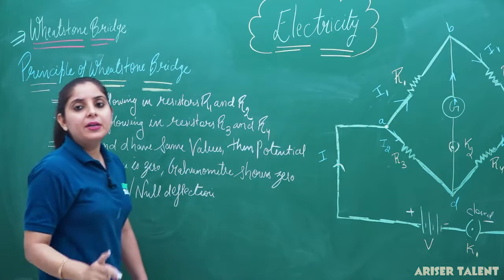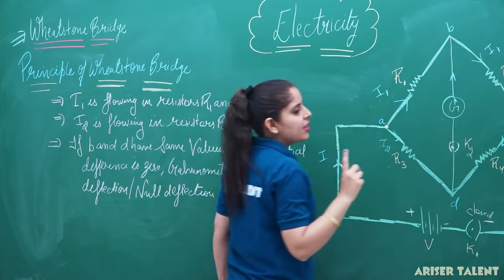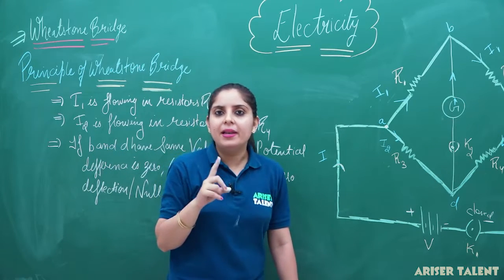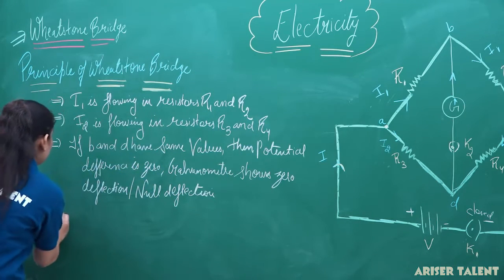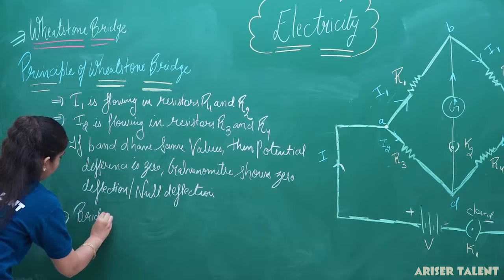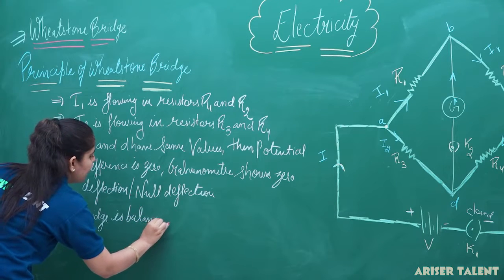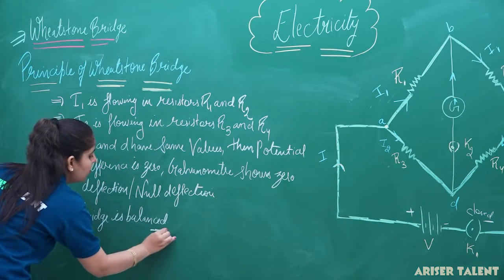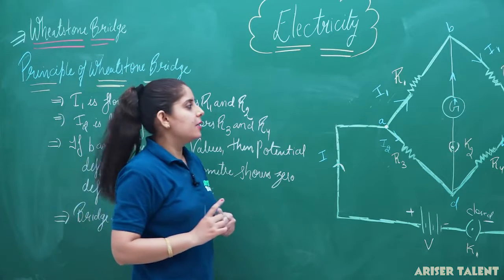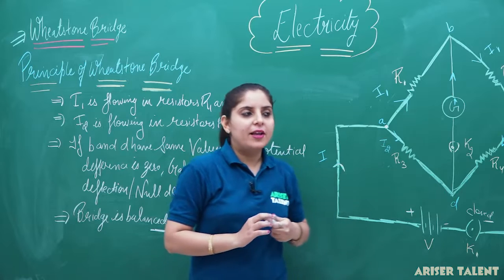And when the galvanometer is not showing any deflection here, if there is no deflection in the galvanometer, we can say that this bridge is balanced. So this is actually the principle we are using in the Wheatstone bridge, that this bridge should be balanced here, and this will be balanced only when the galvanometer shows no deflection.